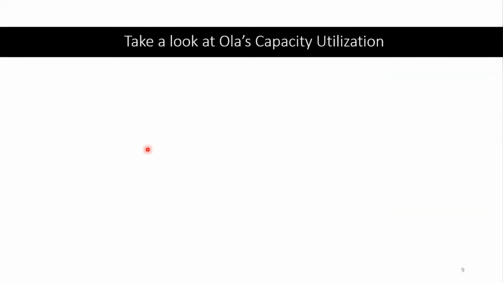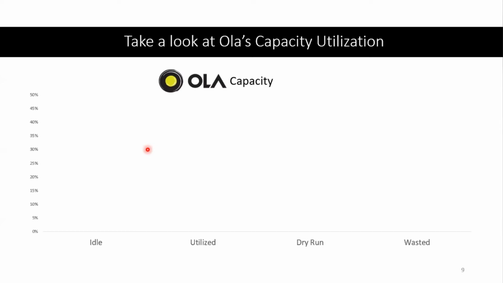Right? Or why did we come up with such a feature requirement at all? Right? So if you take a look at Ola's capacity utilization, this is around 2016, 2017. The picture may have changed since then. The capacity distribution looked a little like this. Okay. So what is Ola's capacity?